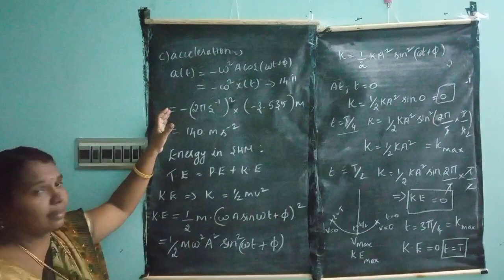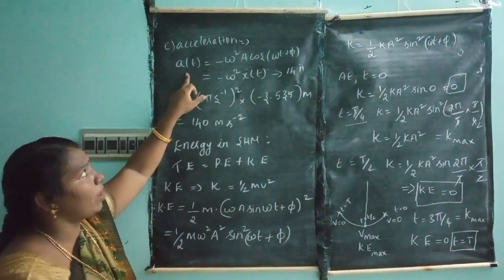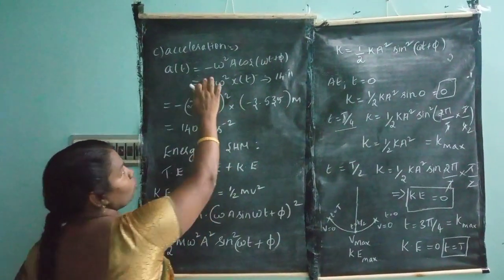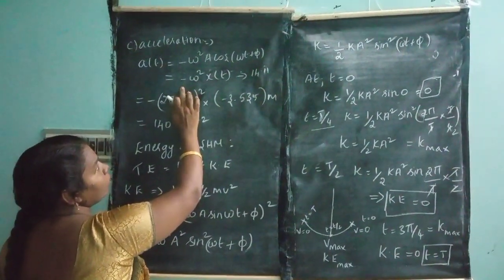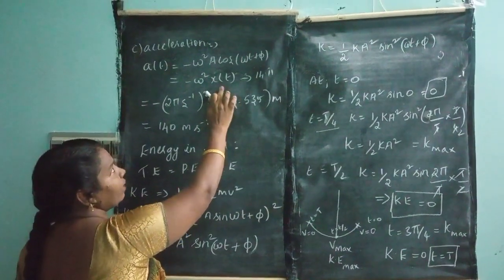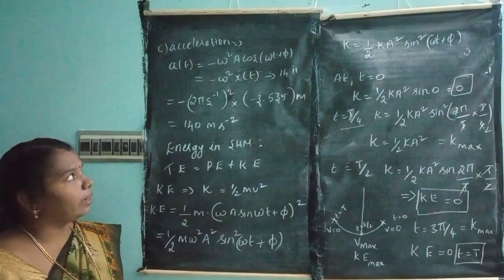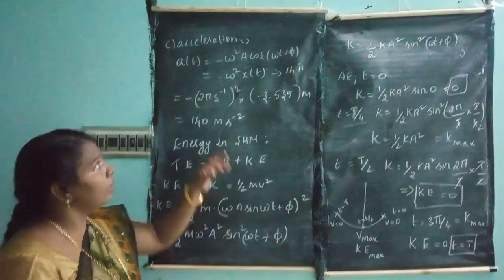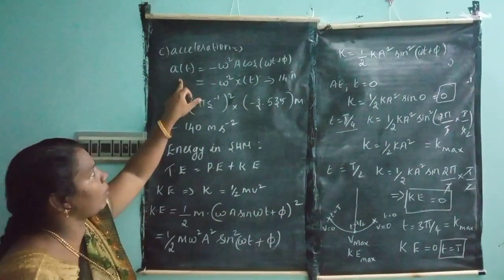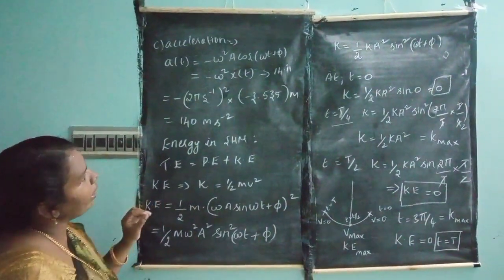Next topic is acceleration. What is the acceleration? That is a of t. You know the acceleration formula is minus omega square A cos of omega t plus phi, which is equal to minus omega square x of t. What is x of t? The x of t is called the displacement. So the acceleration formula is minus omega square x of t.